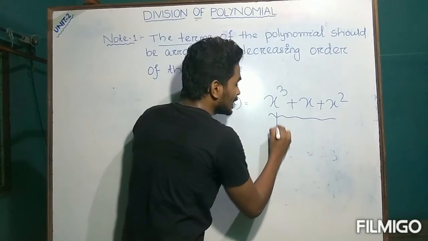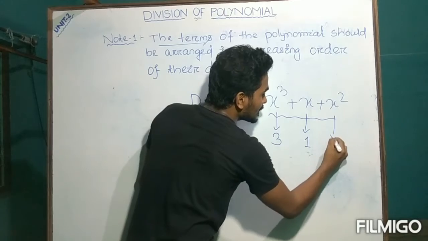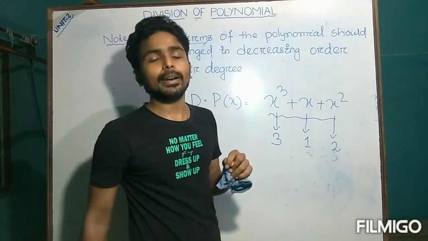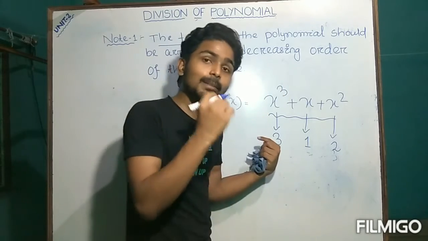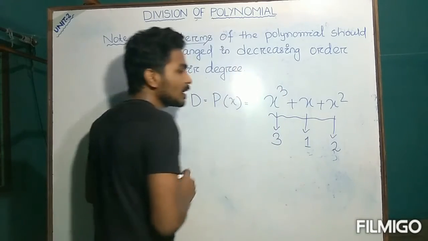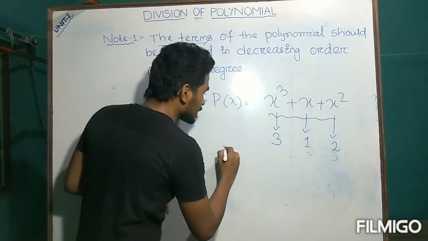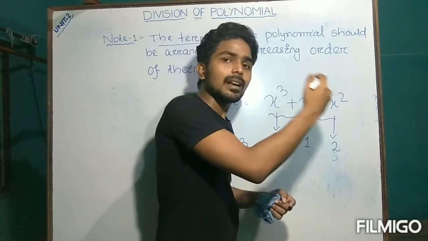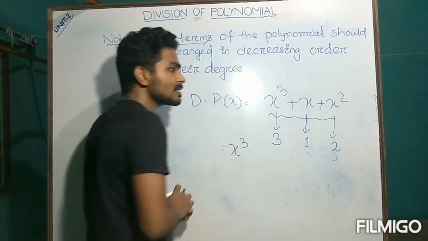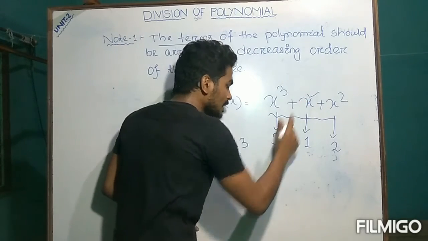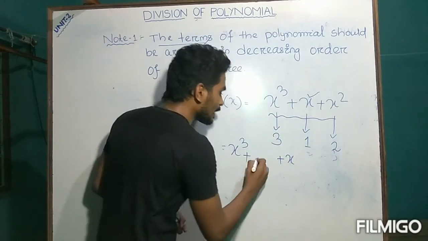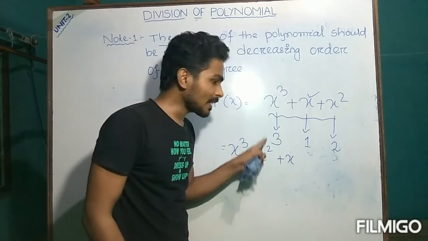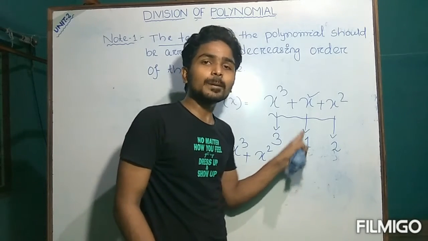Out of these 3 terms, one has degree 3, one has degree 1, and one has degree 2. So according to the definition, the term having the highest power will be placed first. Out of these 3 terms, which term has the highest power? This term has the highest power, so it should be placed first. And the term having the least power will be placed last in the polynomial. Out of these three terms, which term has the least power? This term has the least power, so it should be placed last. And the remaining one is x square, it should be placed in the middle. That means the term having the highest power is placed first, the term having the second highest power is placed second, and the term having the least power is placed last in the polynomial.